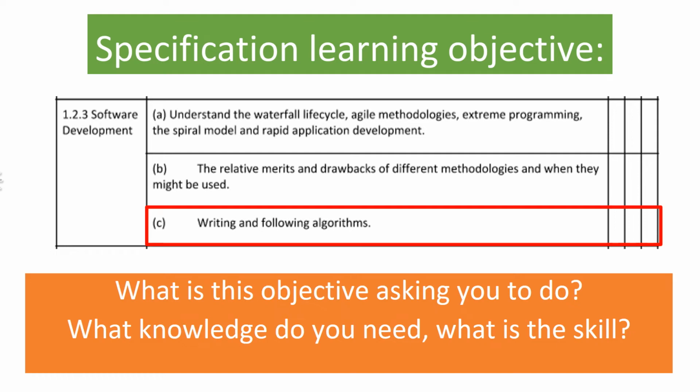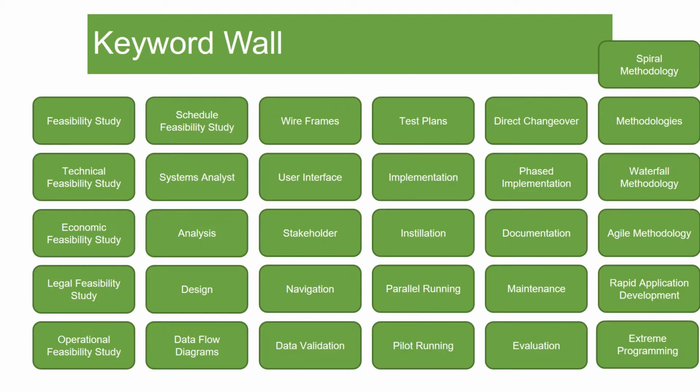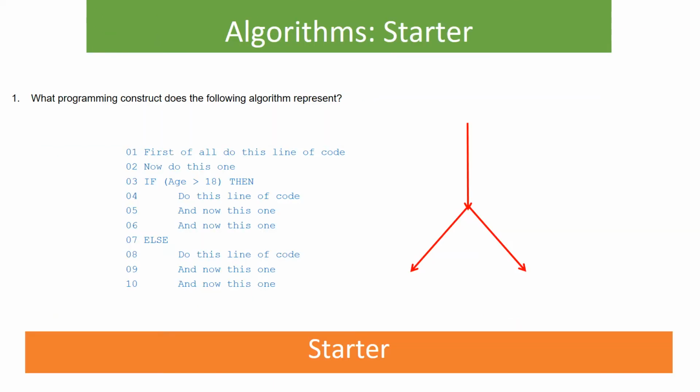In this lesson we continue to look at writing and following algorithms. Here is our keyword wall. We have two words, implementation and installation, which are part of the software development method. Can you remember what the difference is between these two stages? Well, hopefully you have figured out that implementation is actually building the project, whereas installation is installing it.